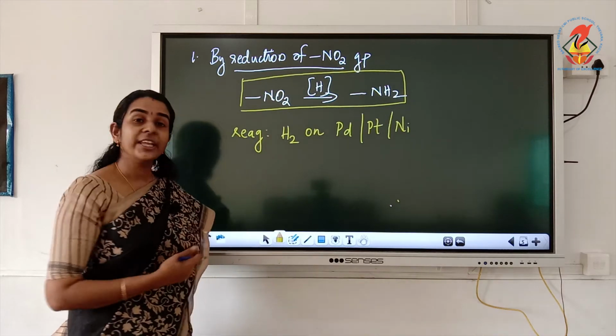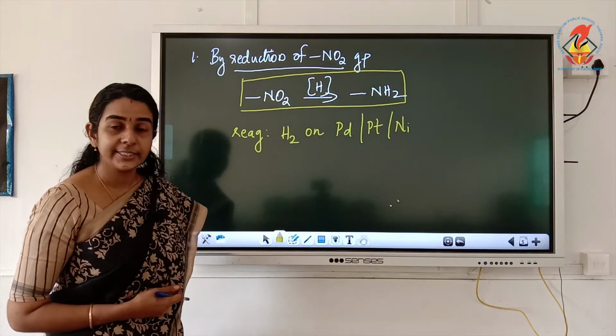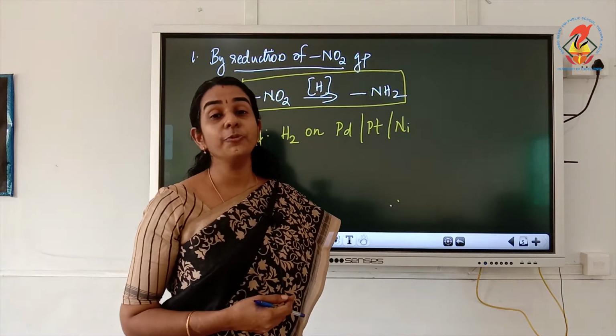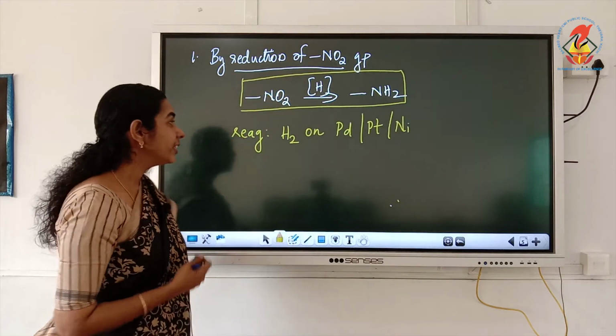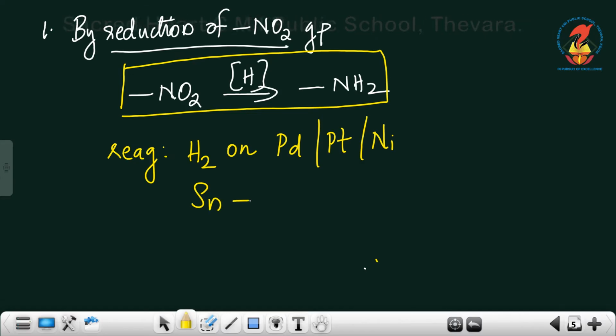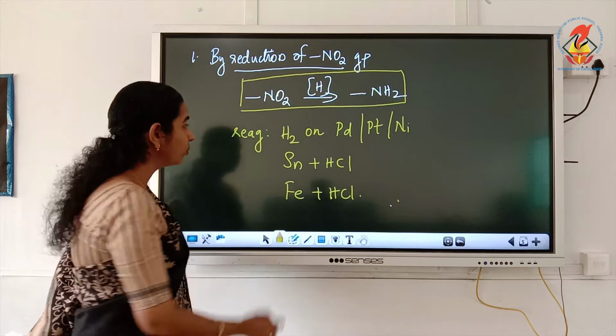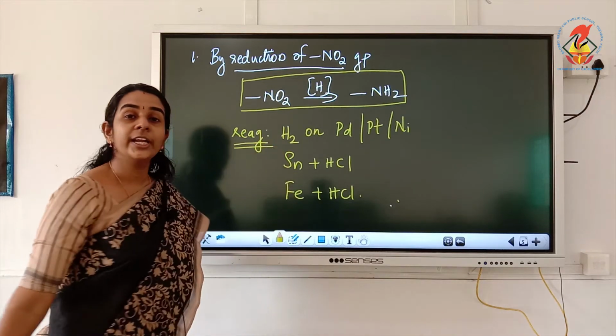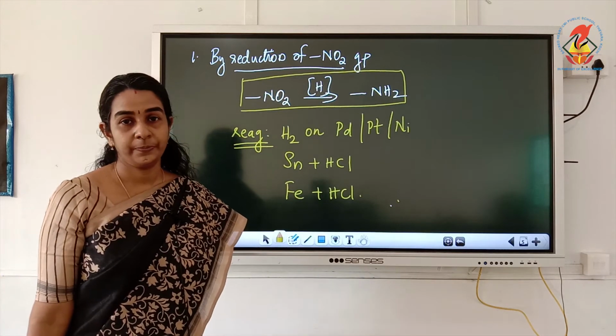The next reagents that we can use here are metals in presence of mineral acids, and the two main metals that we use here are, for example, tin and HCl, or we can use scrap iron and HCl, hydrochloric acid. So, these are the reagents that we can use for the reduction of nitro group to NH2 group.